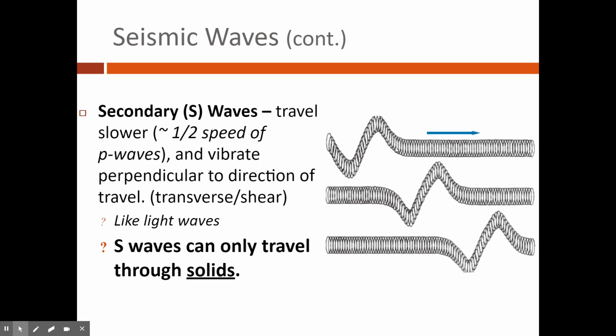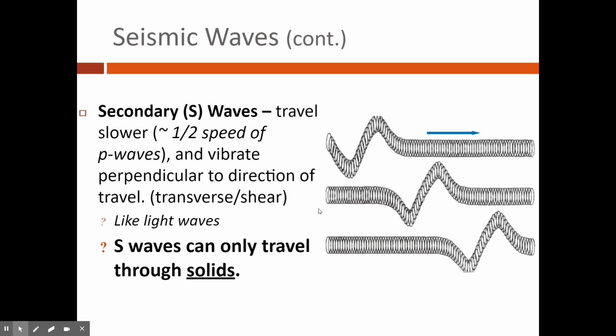S waves are known as secondary waves, and they travel slower, hence the name. They're secondary. They come in second place, and they vibrate in a direction which is perpendicular to the direction of travel, also known as shearing or transverse waves, that vibrate up and down. And I'll show you a clip of that in a second.